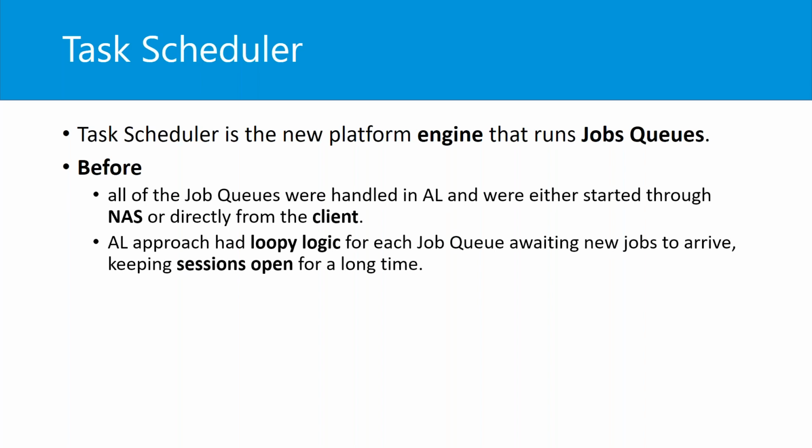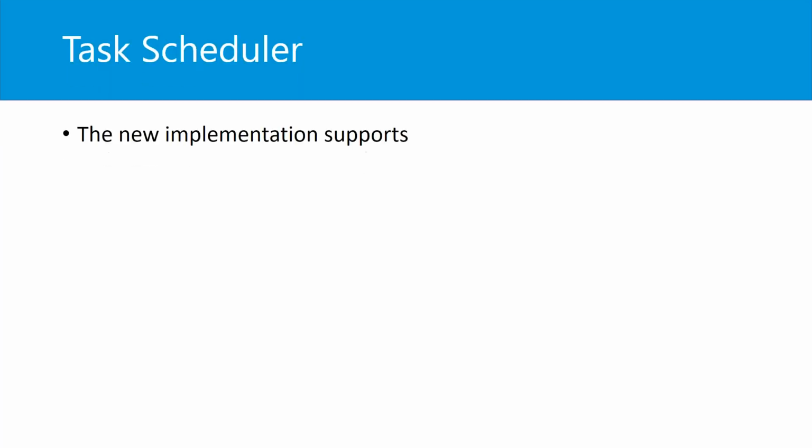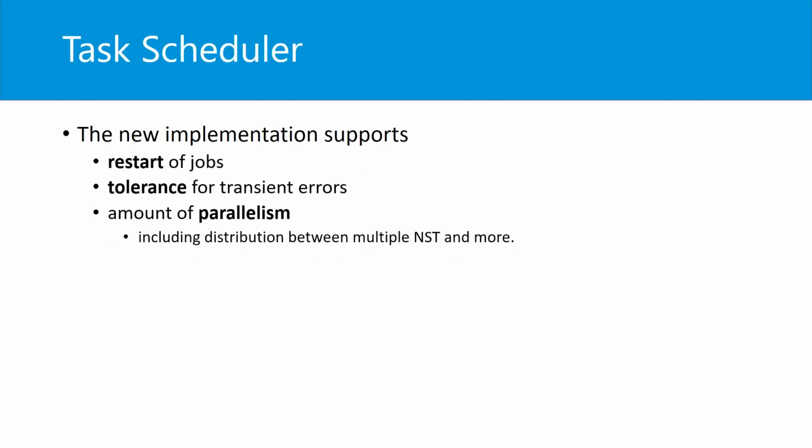As a user in the application, you might not notice that, but in the past, job queues were used in AL code and were always started using the application server or directly from the client. Now, the application logic had a little bit of a loopy logic in there, sometimes keeping sessions open for a long time. As I usually say in my trainings, this was a suboptimal implementation. And the problem was that sometimes something happened, like a network outage or SQL Server error, and then the queue would stop, and you had to manually restart it or implement some kind of auto restart each time. Well, with the new implementation, jobs can be restarted.